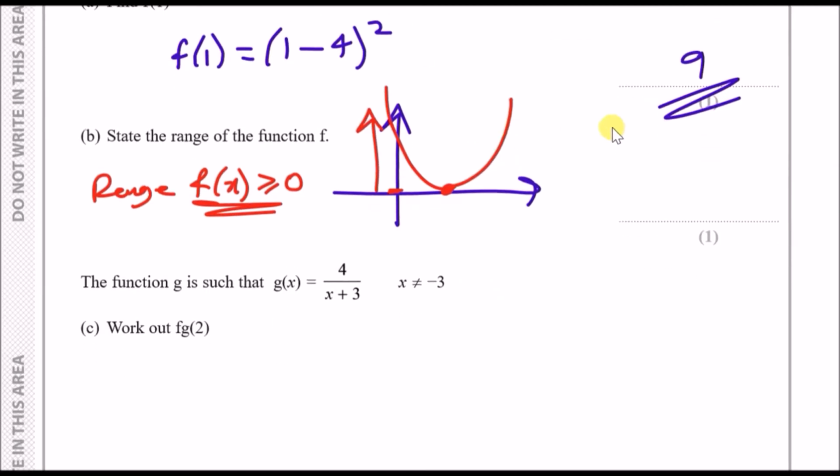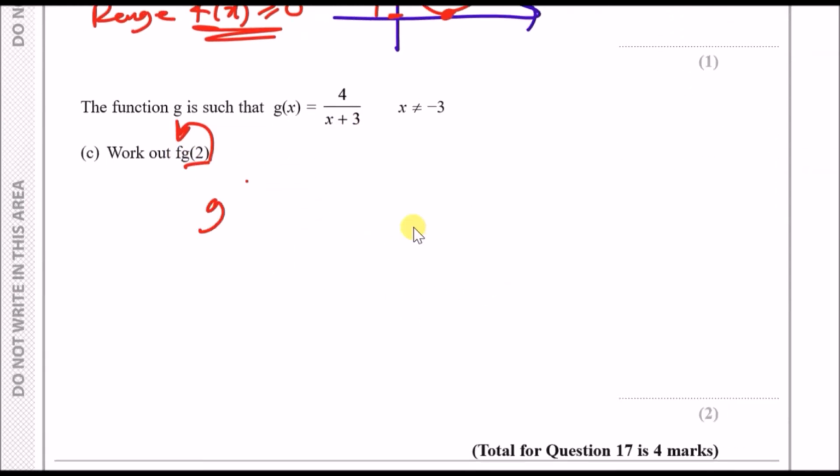And lastly, for the next question, it says that the function g is such that g(x) equals 4 over x plus 3. Work out fg(2). What this means is that you have a function g and it goes inside f. That's how it works: the second layer goes inside the first. Now what they're trying to tell us is that you should find g(2) first. Well, g(2) just means replace the x with 2.